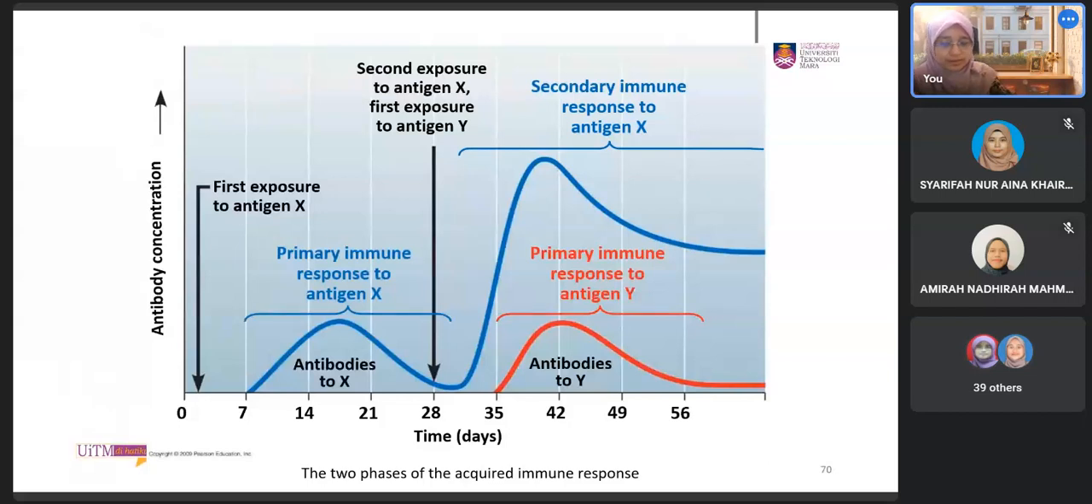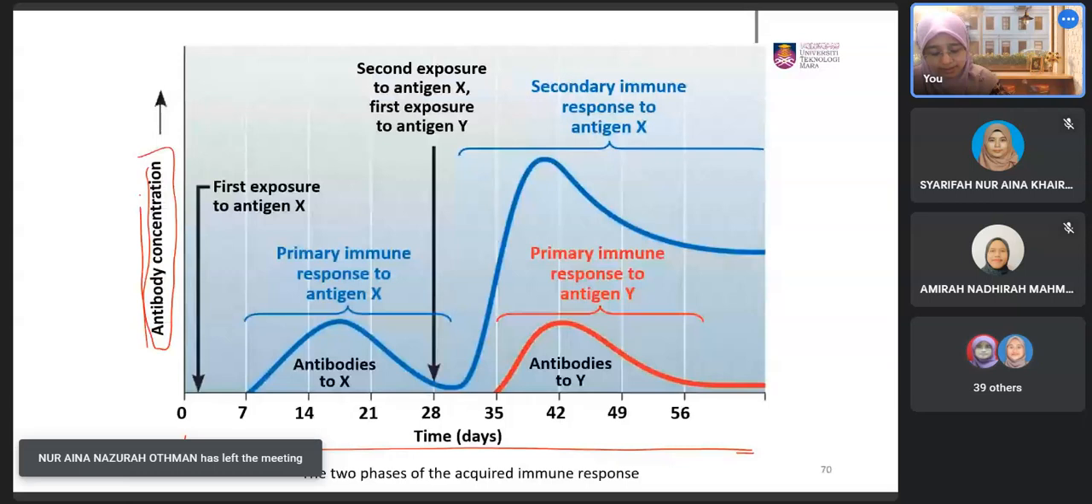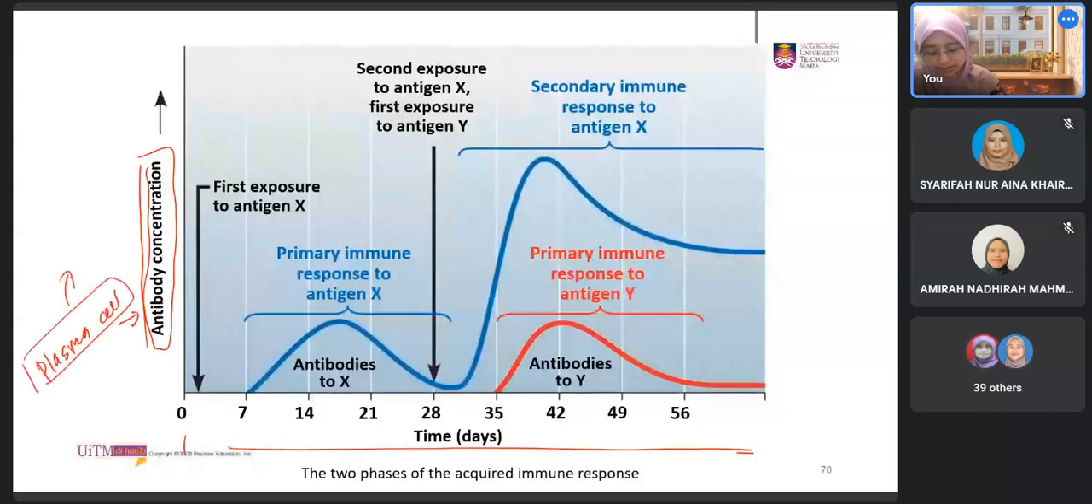So this is a graph to show you the primary and the secondary immune response. As you can see, this is the timeline, day 0 until about 2 months, macam tu. So antibody concentration. Antibody is produced by plasma cell. Plasma cell is the effector B cell. So effector B cell, saya tukar arrow lah. Effector B cell is the plasma cell that will secrete antibody that will circulate in your body fluids.